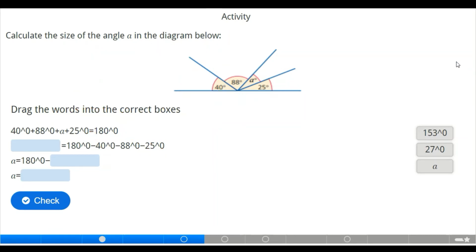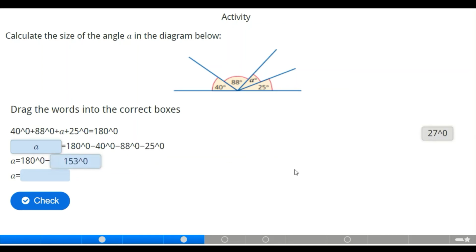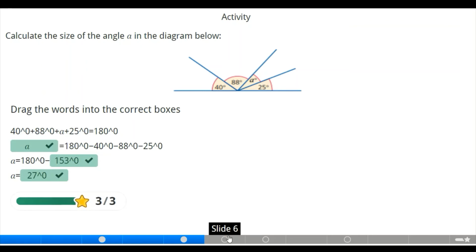Now let's put the right answer in these boxes that we have here. Okay, we broke the arrangement already. So what is missing here? I think A is missing because it is A that we need to calculate here. So minus 40 minus 88 minus 25 will give us what? Minus 153. Now if you subtract 153 from 180 degrees, you are going to have 27 degrees, which is A. Now let's check our arrangement is full.